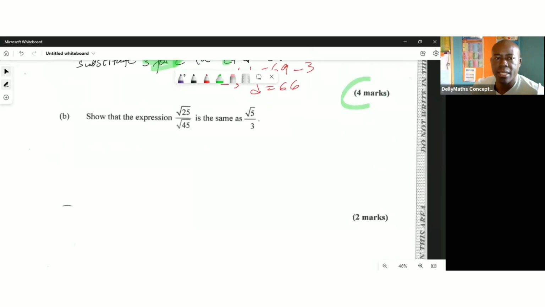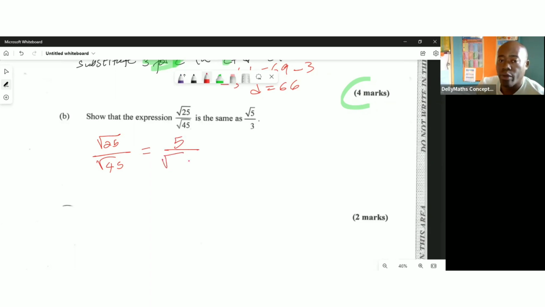The next question says, show that the expression root of 25 over the root of 45 is the same as root 5 over 3. All right, so what we want to do is to go about representing this idea. So the root of 25 over the root of 45. If I push this further, the root of 25 is 5 over the root of 45.